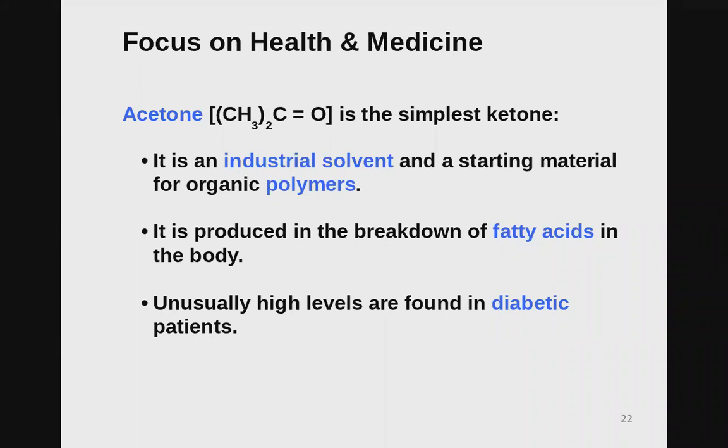Now, it's produced in the breakdown of fatty acids in your body. There's a pathway you will learn about when you take cell biology, if you ever want to take cell biology, of course. As you break down fatty acids, you do produce acetone. Those people that suffer from diabetes typically have unusually high levels of acetone inside their body, just because people with diabetes have some metabolic issues as a general note.